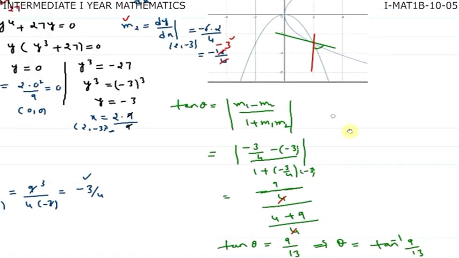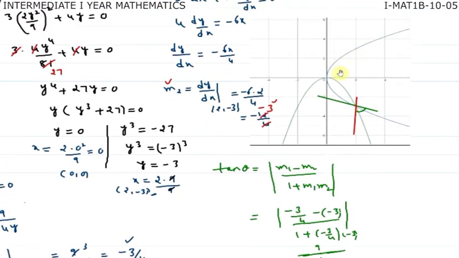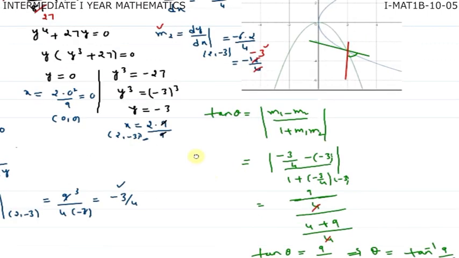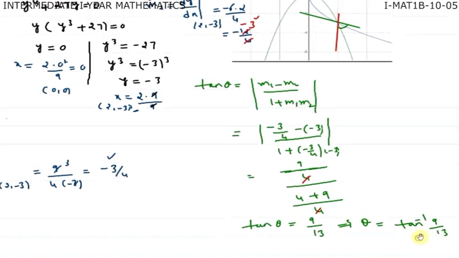So actual diagram, these two given curves are parabolas. This is the fourth quadrant. These two curves are intersecting at this particular point. This lies in the fourth quadrant. Now this angle we have calculated as tan inverse 9 by 13.